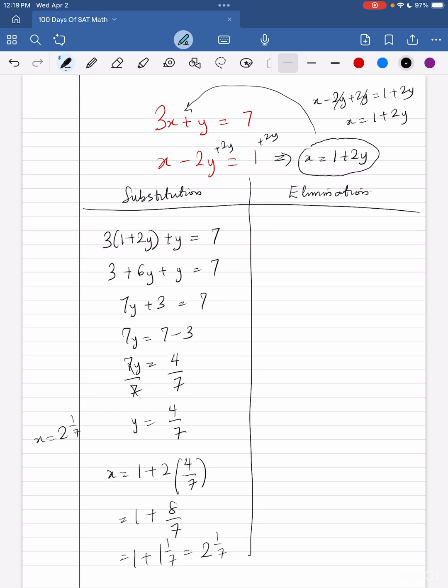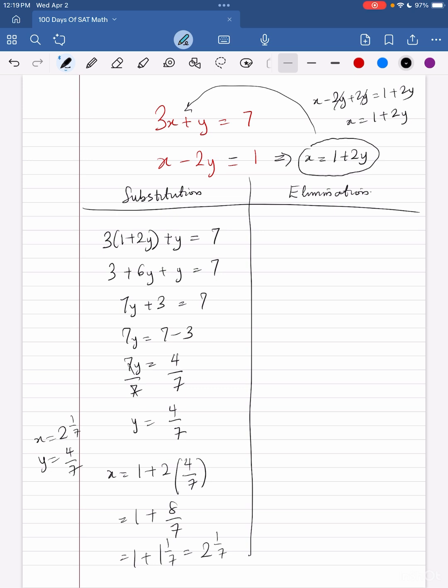And then y is 4 over 7. All right. Now, for the elimination method, let me remove this so that, good. For the elimination method, we'll decide first which variable to eliminate. Do we eliminate x or y? So x or y, which one do we eliminate first? So let's eliminate x, okay?